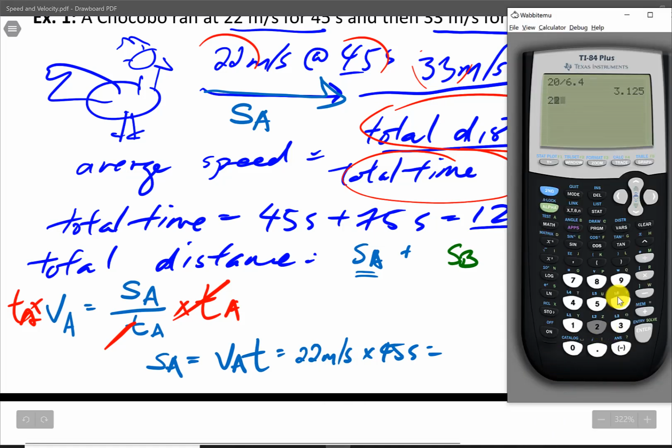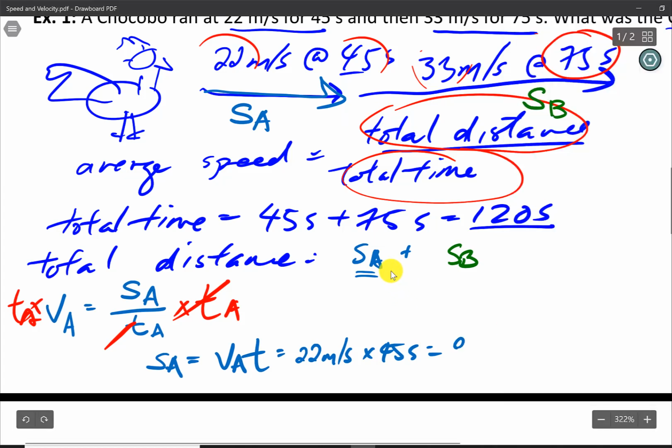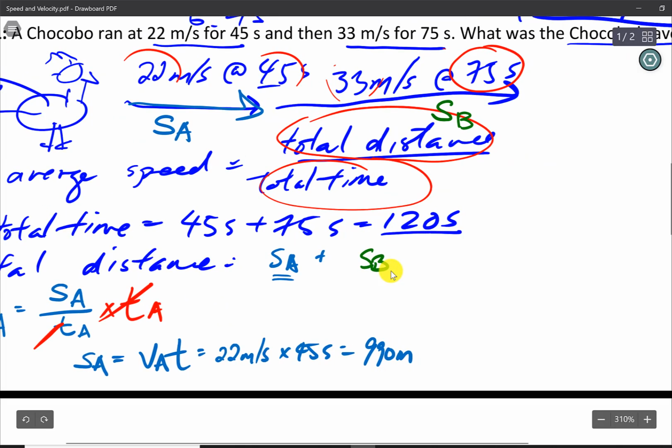which gives us 990 meters. And don't forget to save all of your digits.